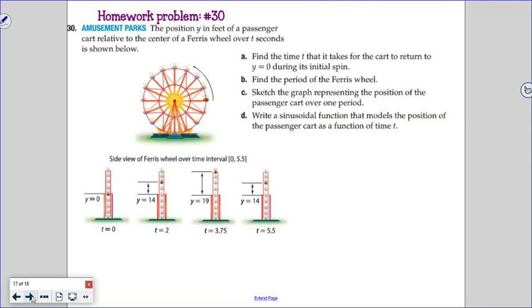All right, the last thing I'm going to do is your first problem on your assignment for you. So find whatever piece of paper you are doing your homework on. We are going to do number 30, well, almost all of 30 together.